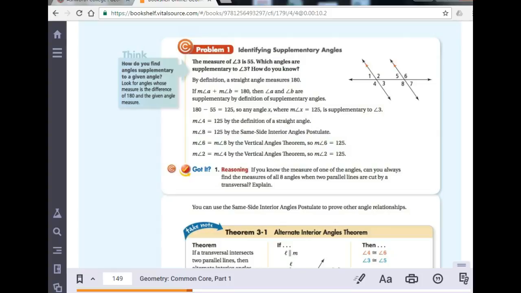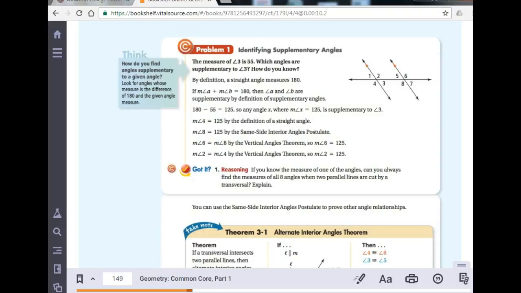Hello again. We are looking today at problem number 1 found on page 149 of your Geometry Part 1 textbook. This is in the lesson talking about properties of parallel lines. In number 1 here, it's wanting you to identify specifically supplementary angles, but we know from looking through this whole lesson that there are several rules that can be applied throughout this chapter when you have two parallel lines and a transversal that goes between them.